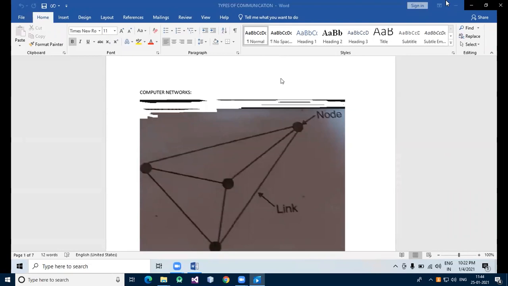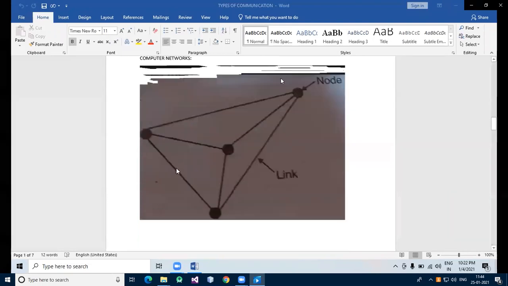Okay, then here you can see this diagram. Node and link is there, right? Each station, node, means from this node to this node we want to communicate, then it requires the link. Without a link you can't communicate. That is, a link is nothing but one type of network. Each station in a communication network is called a node. The node is nothing but the station also.